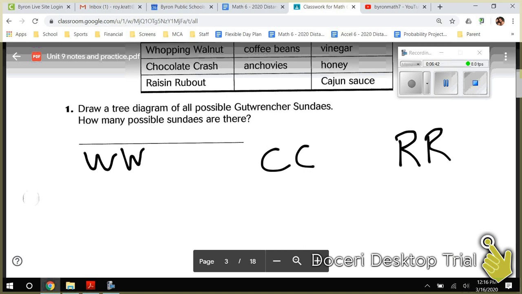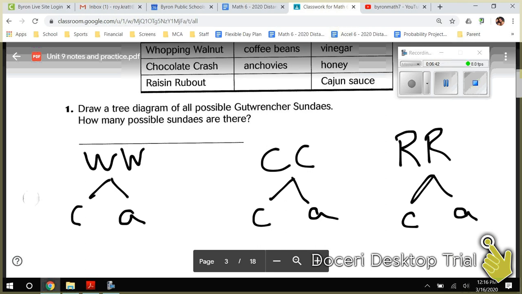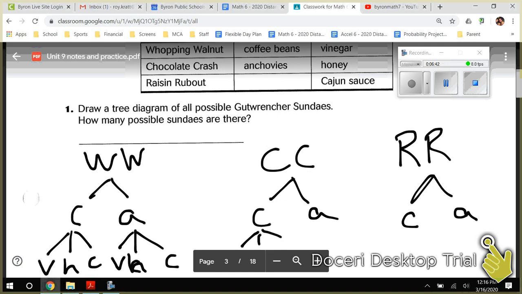Okay? Then I have to choose between coffee beans and anchovies. So I'm going to do 2, coffee bean and anchovy, for each. And then I can choose vinegar, honey, or Cajun sauce. This is kind of a weird sundae. But I'm going to do 1, 2, 3, vinegar, honey, Cajun, for each. They're all going to be the same.